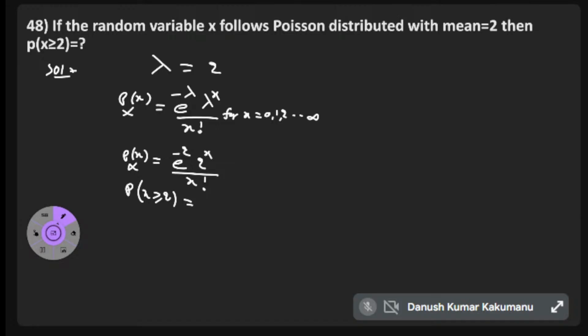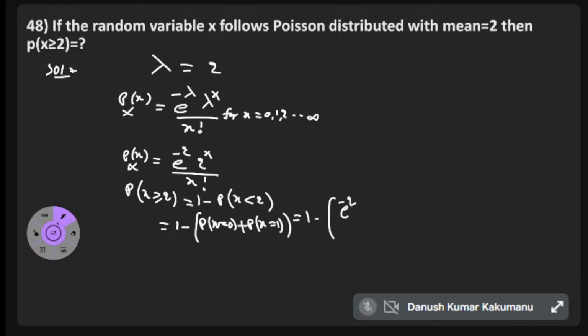Instead of that, just take its complement. What is the complement? 1 minus P of x less than 2. What is P of x less than 2? P of x equal to 0 plus P of x equal to 1. Some students are missing this one, they are not writing it. Be careful about this. 1 minus. What is P of x equal to 0? If you put x value 0, it is e power minus 2.